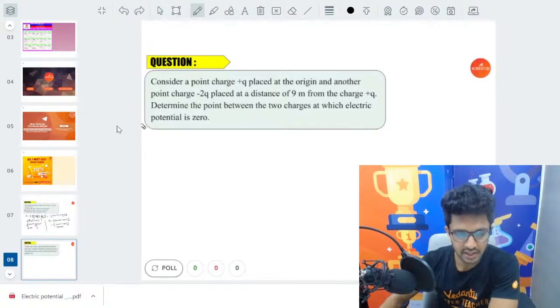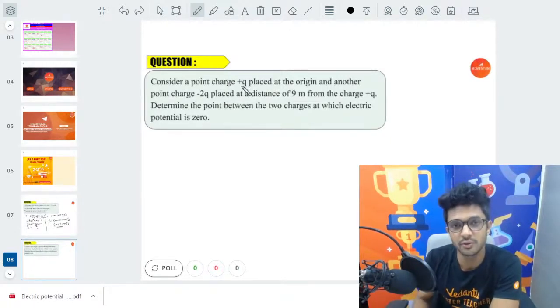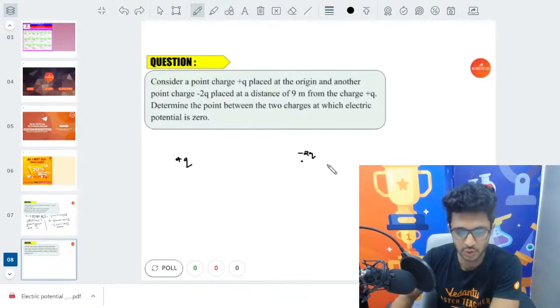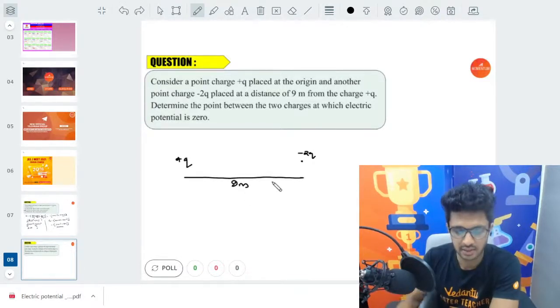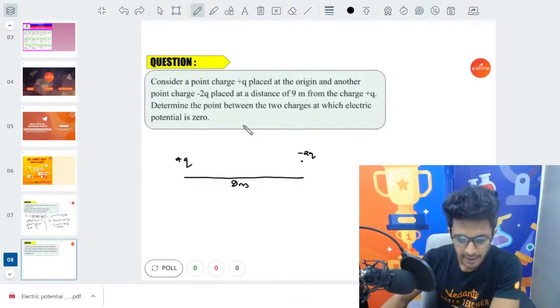So the question is, consider a point charge plus Q. Whenever you get a question, the first thing you have to do is try to represent it in a pictorial manner, right? So you have a point charge of plus Q placed at the origin, and another point charge of minus 2Q placed at a distance of 9 meters, which means the total distance between them is 9 meters. All good, right?